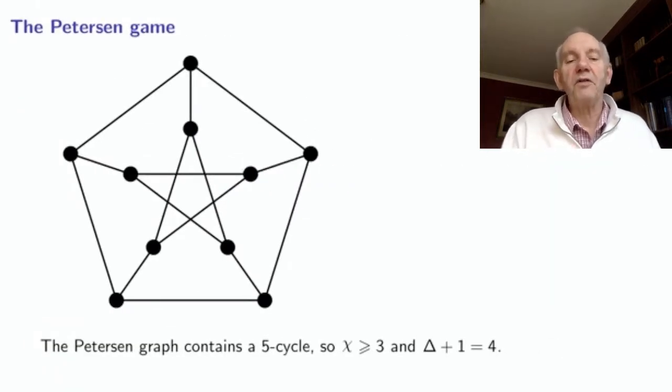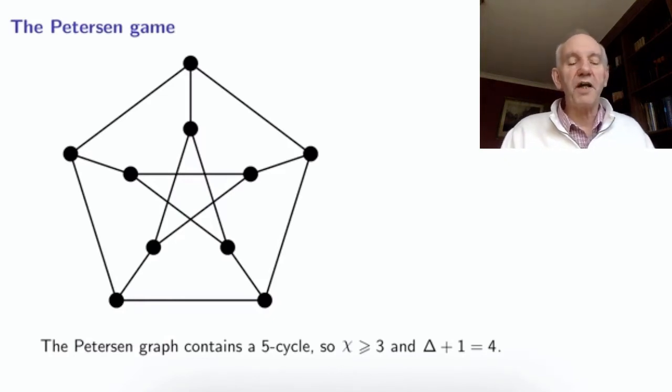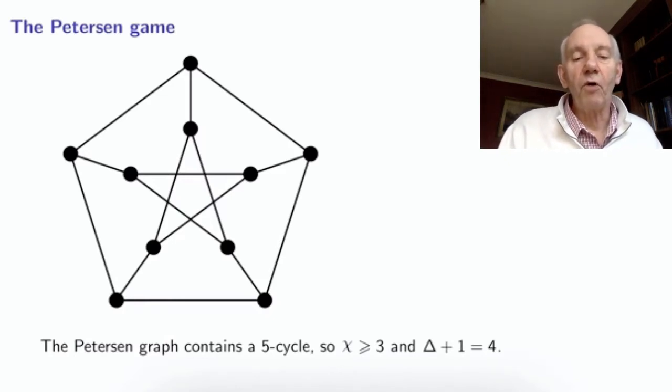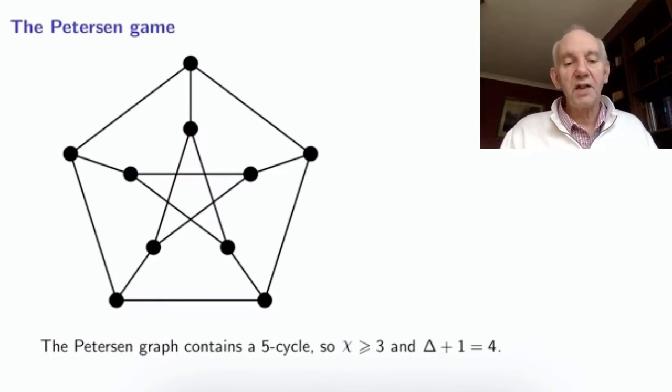So again, it's a solitaire game, if you like, in the sense that I haven't labelled the vertices here. So the game is to see what happens if you take different orderings of the vertices, and see how many colours the greedy algorithm requires.